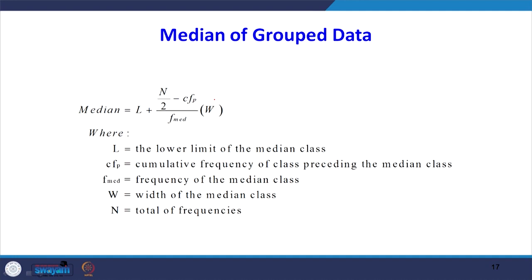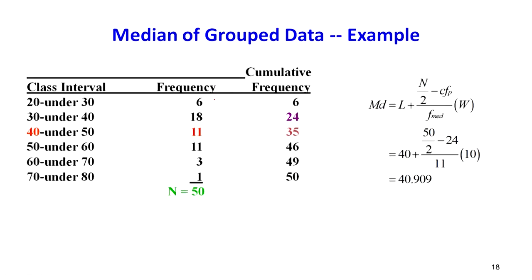Then CFP is the cumulative frequency of the class preceding the median class, F median is the frequency of the median class, W is the width of the median class, and n is the total number of frequencies. See, this is an example. As I told you, before using this formula, first you have to find out the median class.